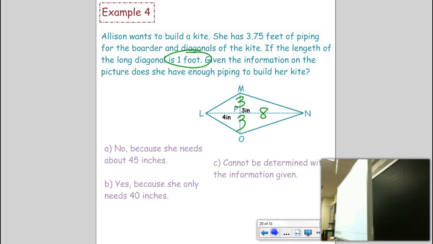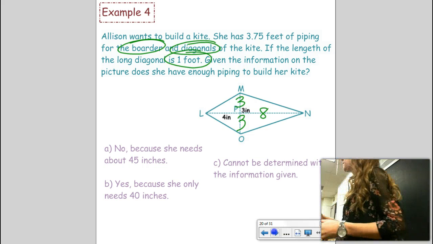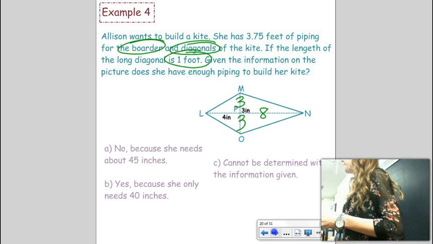Now let's find the perimeter because she's going to fill up the border and the diagonals. So let's do some Pythagorean theorem. Megan, do 3 squared plus 4 squared. Take the square root. Julius, do 3 squared plus 8 squared. And take the square root.